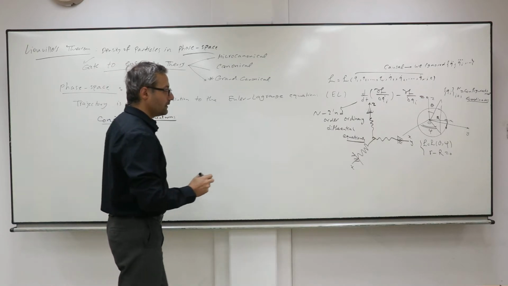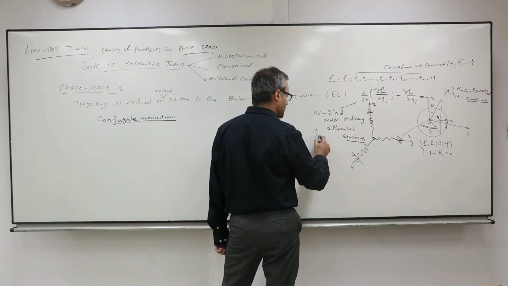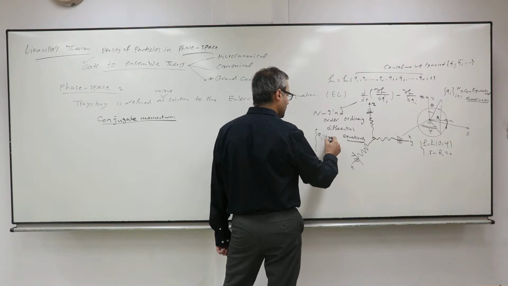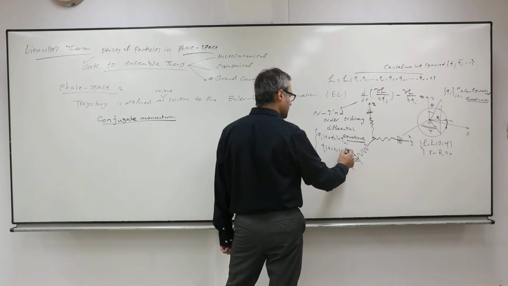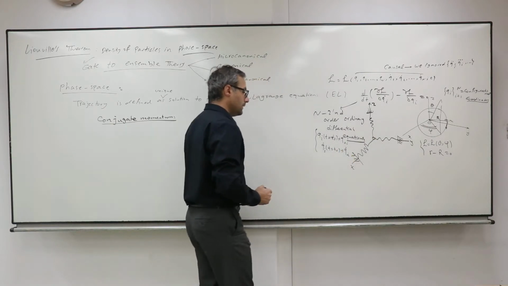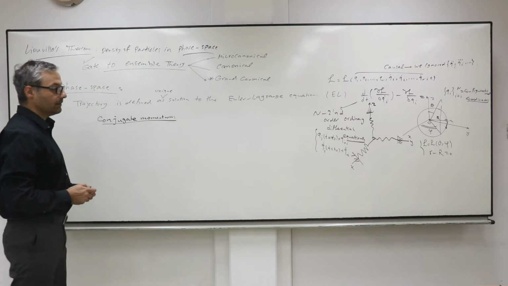So to know the dynamical system, you needed also to know the coordinate of the system at the initial point, and you needed to know the velocity of the system at the initial point. And this is the difference between quantum mechanics and classical mechanics.